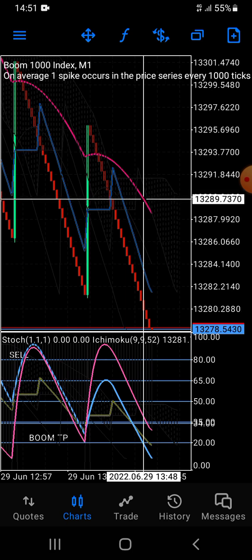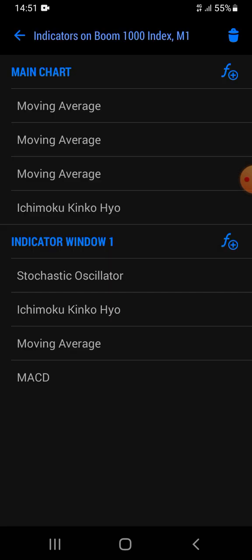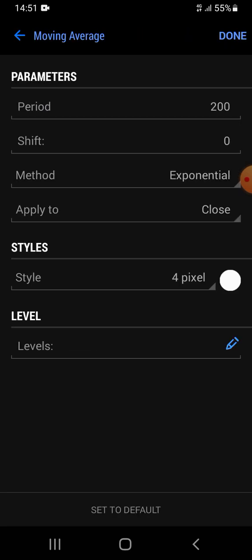This is a 50 moving average, this pink line here. Then also we have moving average 200. And we know that the moving average 200 is your dynamic support and resistance. It tells you the overall trend of the current time frame at any point in time.